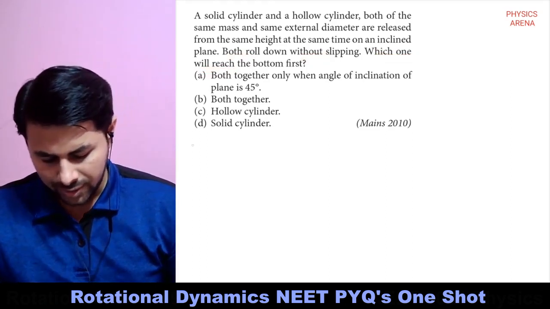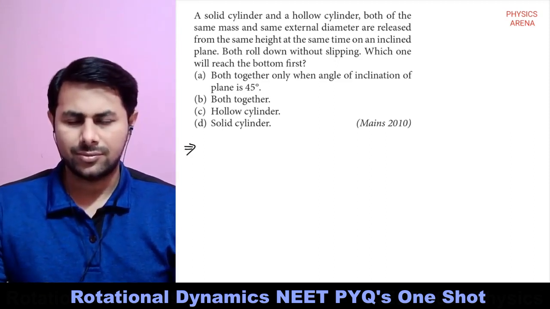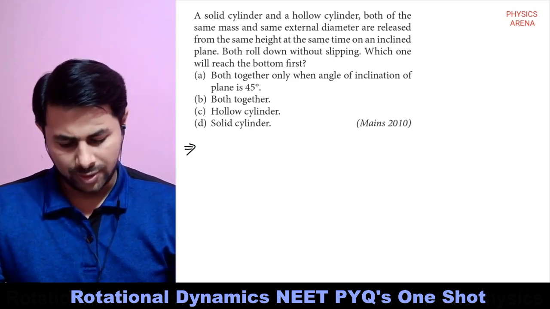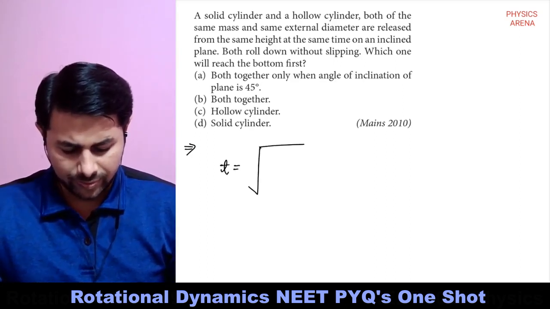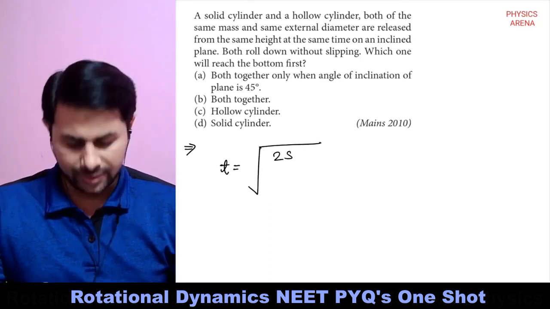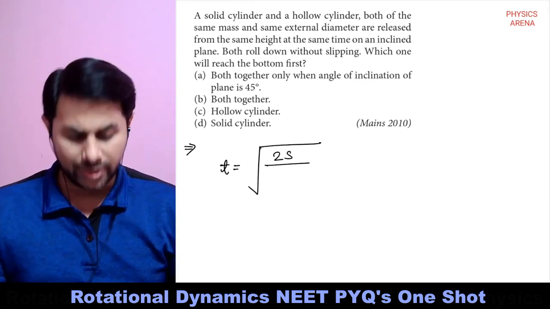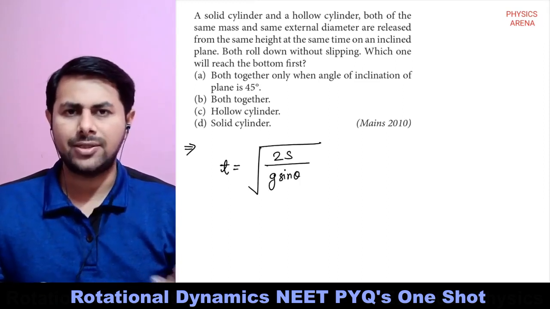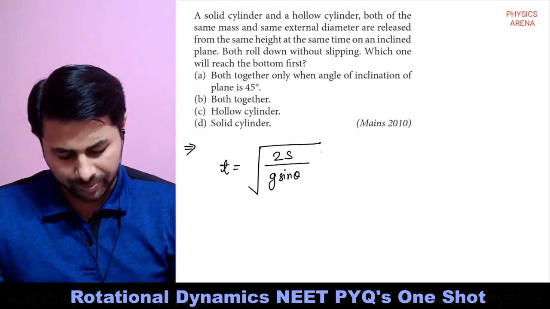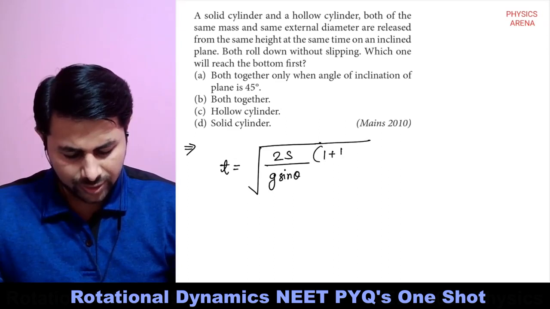So tell me. We know t is equal to what? Square root of 2 times s divided by acceleration. And what is acceleration in rolling motion? It is g sine theta divided by 1 plus k square by r square. But that 1 plus k square by r square is in the denominator of the denominator. So it goes into the numerator.